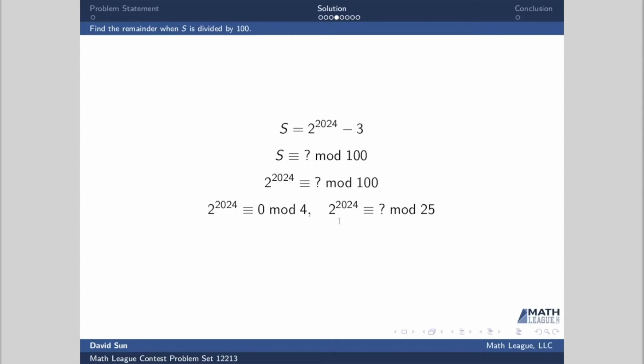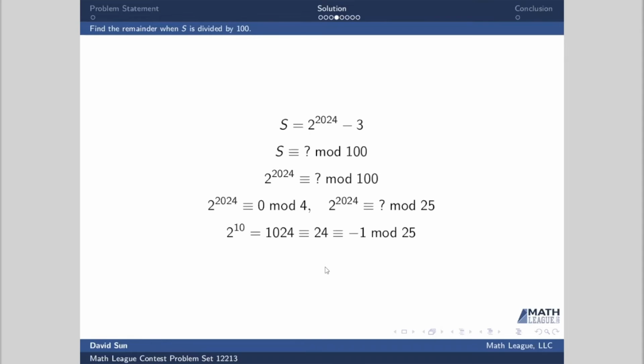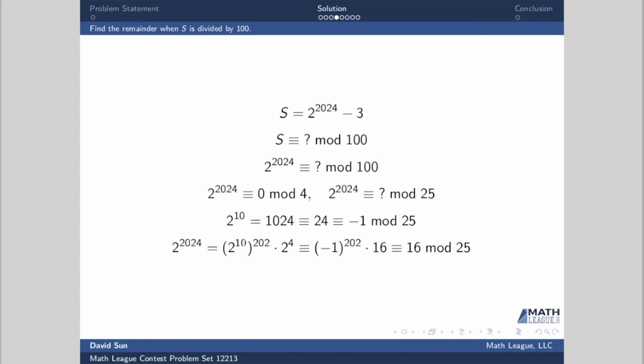So to find the remainder when this quantity is divided by 25, let's first consider the remainder when 2 to the power 10 is divided by 25. 2 to the power 10 is 1024. When divided by 25 leaves a remainder 24, but that's equivalent to minus 1 mod 25. This is important because now we can take our quantity we were interested in, 2 to the power 2024, and rewrite it as 2 to the power 10 raised to the power 202 times 2 to the power 4 using law of exponents. We know that 2 to the power 10 is congruent to minus 1 mod 25. Minus 1 raised to the power 202 is 1.